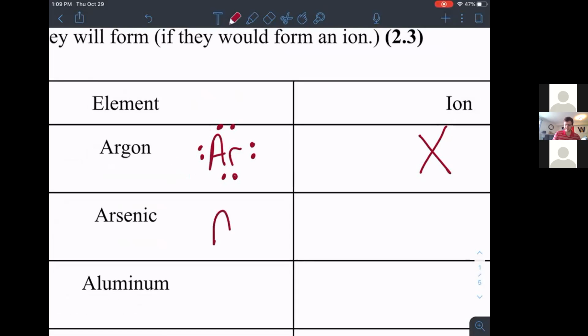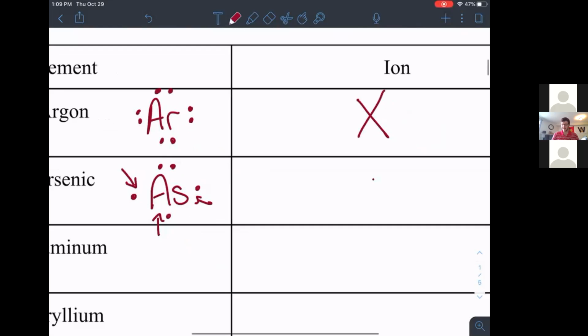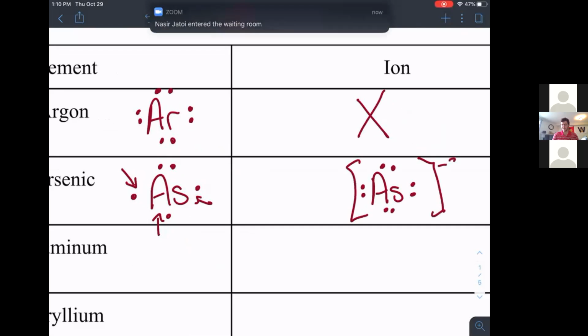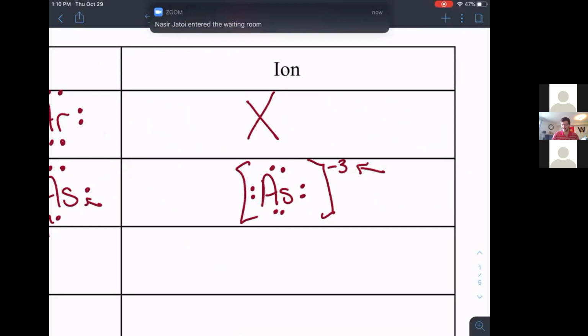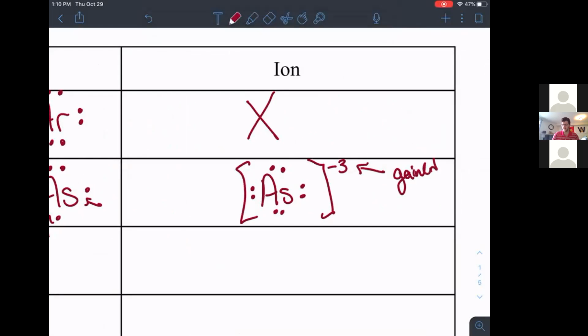The next one is arsenic, so As, which has 5 valence electrons. Arsenic doesn't have 8, and it's easier for it to gain 3 electrons than to try and get rid of 5 electrons, which means arsenic is going to get 8 valence electrons in the end. When it gets its 8 valence electrons, it's going to have a -3 charge, because that -3 tells us we have gained 3 electrons.